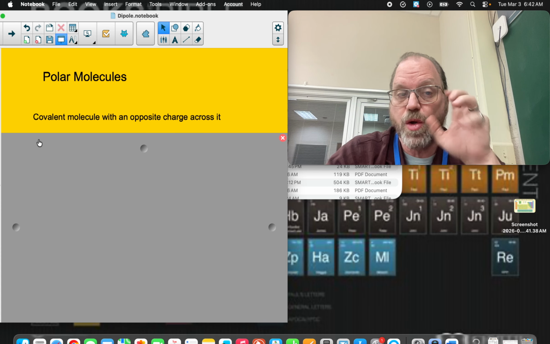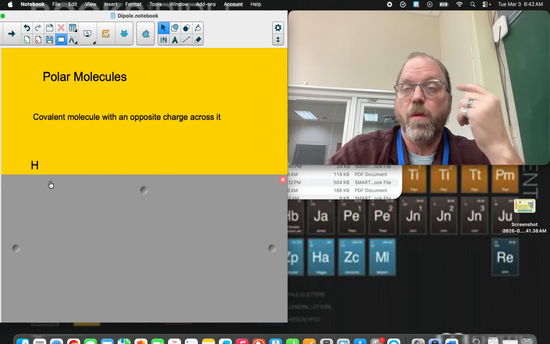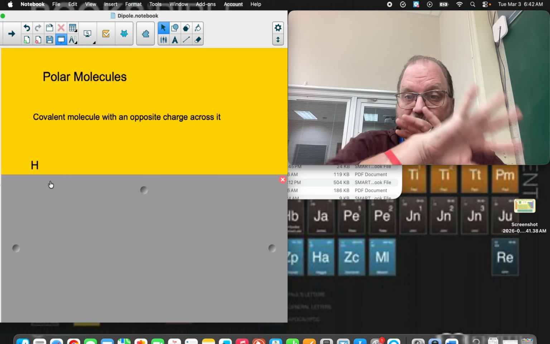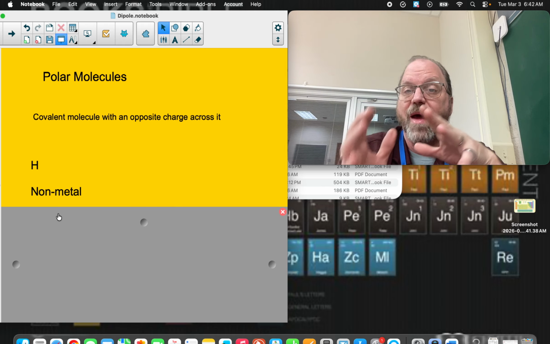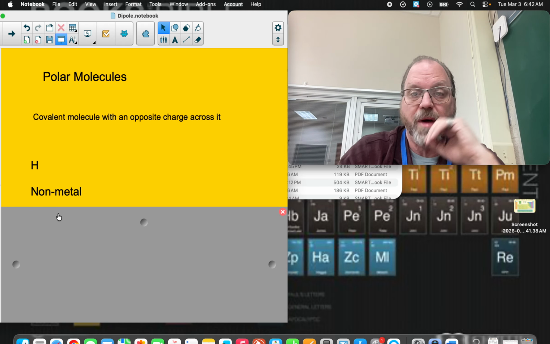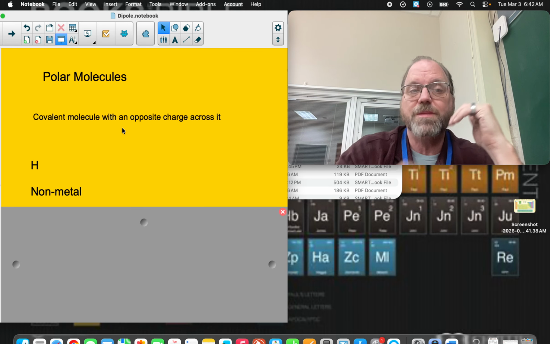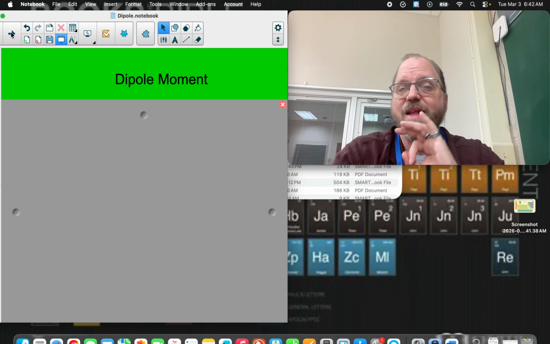To cause a truly polar molecule, you need two things. You need hydrogen, where the electron will be at the bond, so there's nothing to cover that. That's all positive. And then we have the non-metal attached to it, which will have the unbound electron pairs, and that will be negative. Positive, negative, opposite charges. That gets us polar. Now, we do have something called a dipole moment.